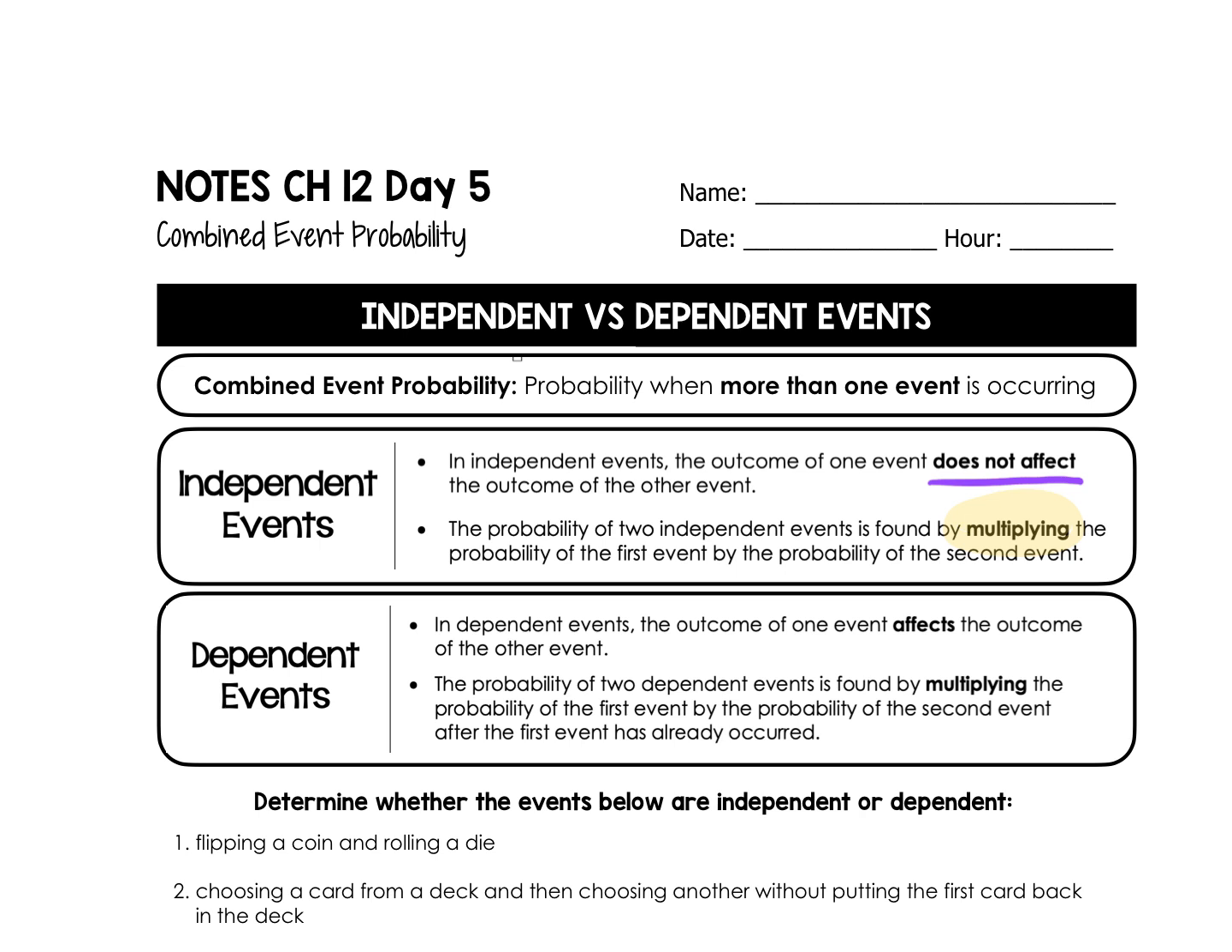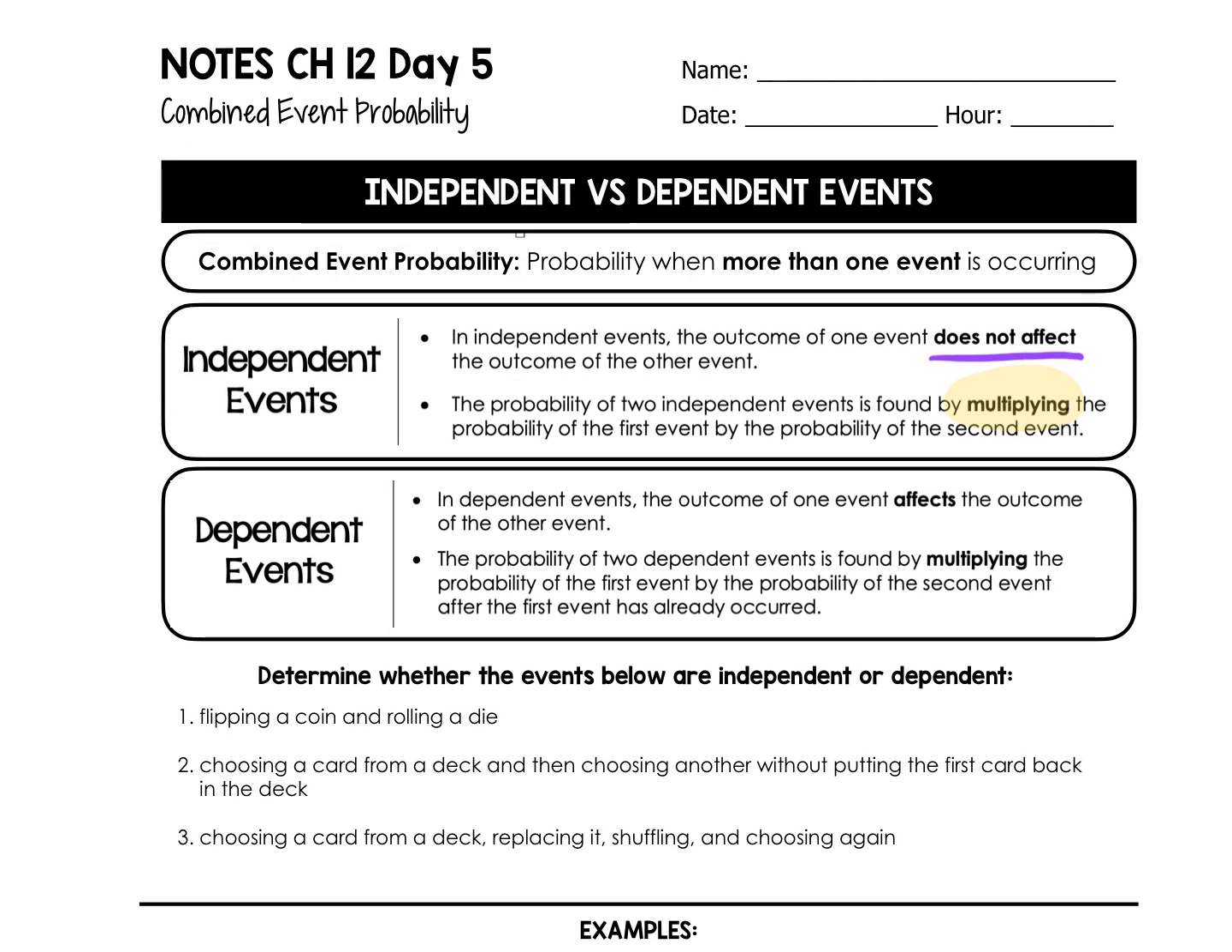The next term on here is dependent events. Much like you would think, in dependent events, the outcome of one event affects the outcome of the other event. For this probability, you still multiply. The probability of two dependent events is found by multiplying still, but you multiply the probability of the first event by the probability of the second event after the first event has already occurred. So you take into account the first event has already happened. We will talk more about this in the examples. So in both cases, you multiply the probabilities.